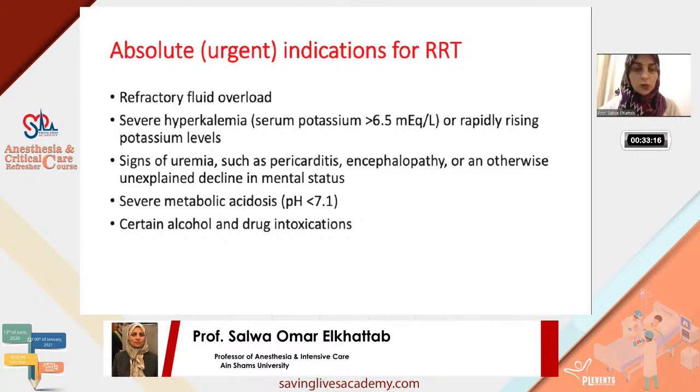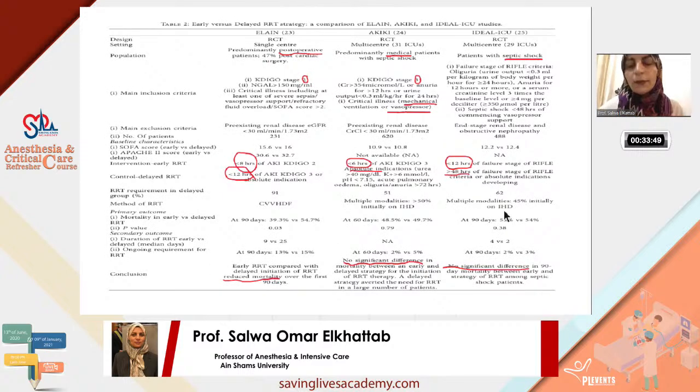We will go for RRT to save the patient's life in cases like refractory fluid overload, meaning no more response to diuretics; severe electrolyte disturbance, namely hyperkalemia or a rapidly rising potassium level not responding to anti-hyperkalemic measures; azotemia, uremia, pericarditis, encephalopathy; or severe metabolic acidosis not responding to conservative management; and some drug and alcohol intoxications might necessitate going soon to dialysis. These are among the most common indications.